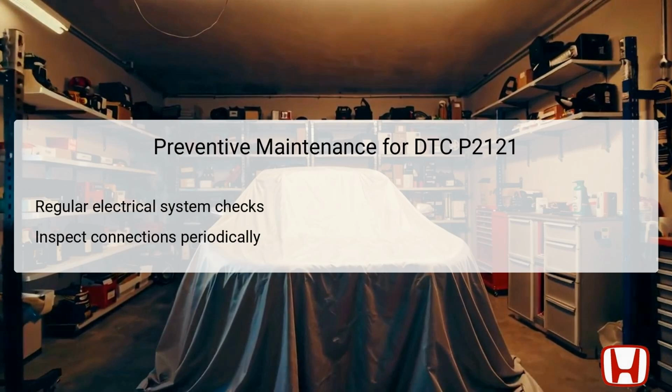To avoid recurrence of DTC P2121, it is crucial to incorporate preventive maintenance measures focusing primarily on the vehicle's electrical system. Regular inspections of wiring and connectors associated with the APP sensor ensure that any developing issues can be identified and rectified before they lead to faults.